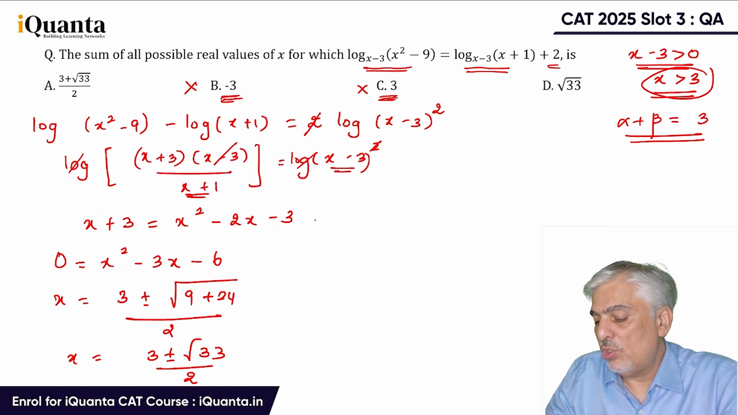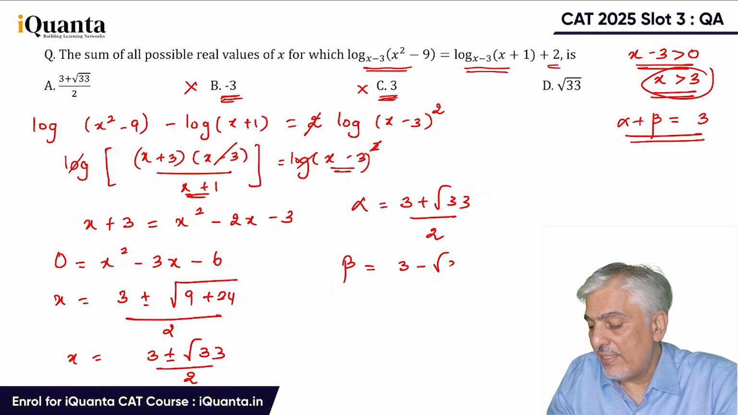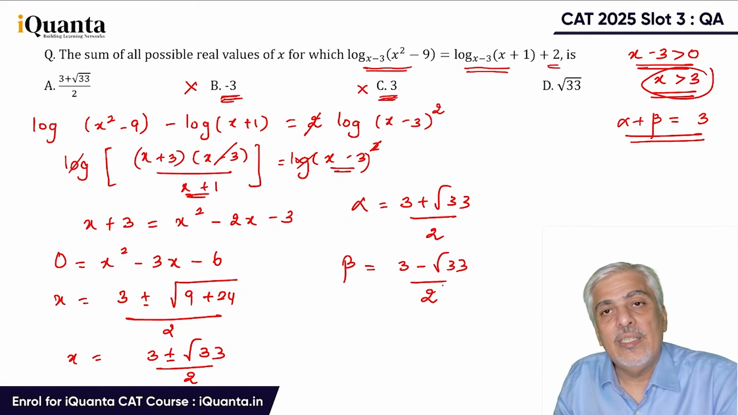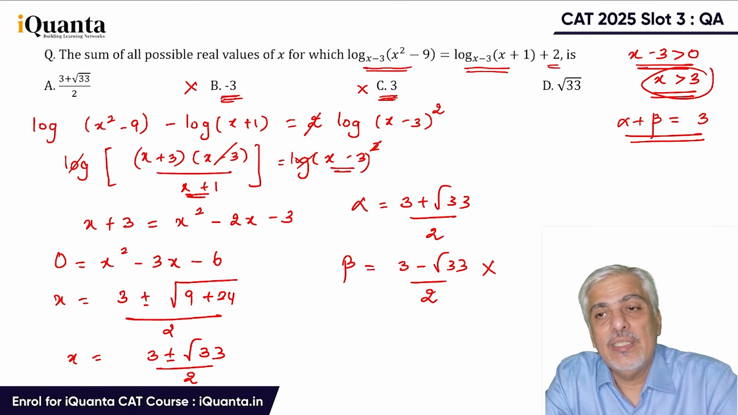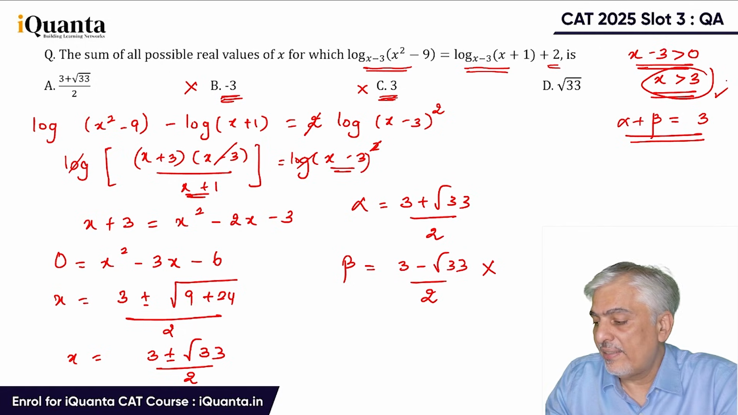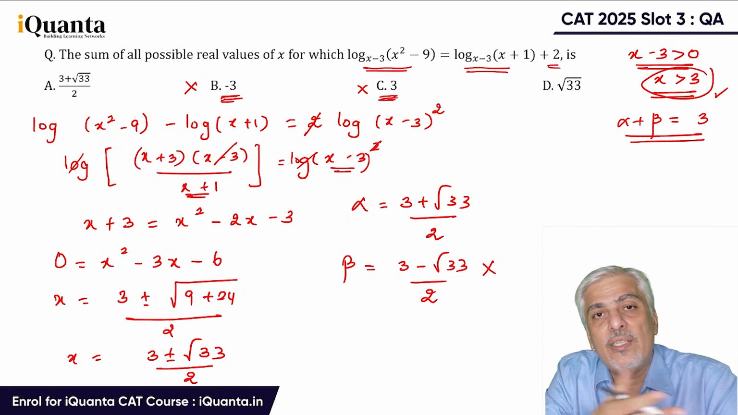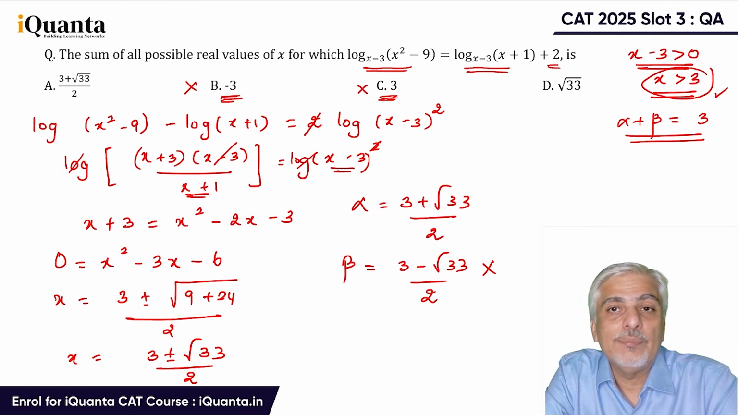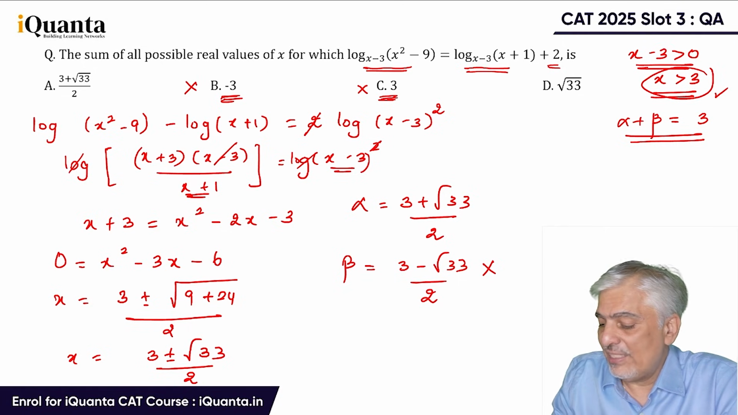Now understand, one of the values of x, which is alpha, suppose, is 3 plus root 33 upon 2. And the other value, beta, is 3 minus root 33 upon 2. Now remember that this value is actually negative. And we clearly know x has to be greater than 3, so x has to be positive, even more than 3. 3 minus root 33. Root 33 is roughly 4 point something. Oh, sorry, 5 point something. So 3 minus 5 is negative, upon 2 will be negative, and hence this value is discarded.